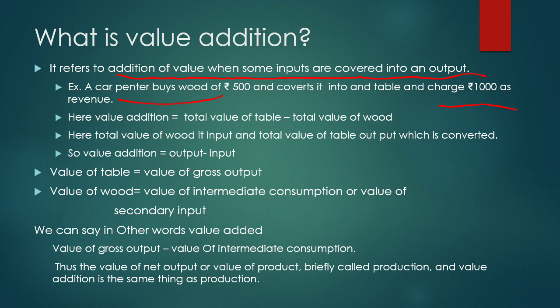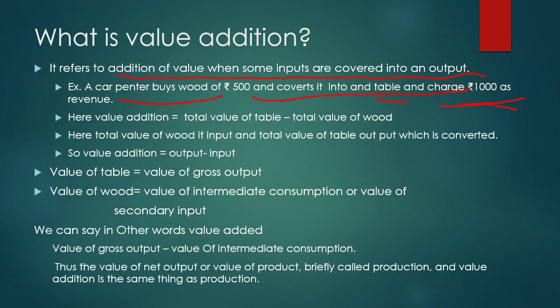How can we measure it? Because no one can buy that wood for 1000 rupees, as it has a value of 500 rupees. If someone wants to buy that commodity for 1000 rupees, we will have to increase its value, and the table is more valuable than wood. So once it is a table, we can charge 1000 rupees. This is called the value addition of 500 rupees to 1000 rupees.